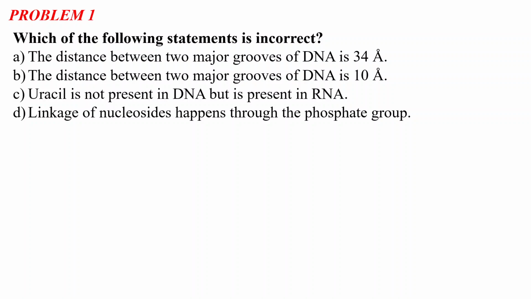Again, I will repeat. Which of the following statements is incorrect? Your options are: number A, the distance between two major groups of DNA is 34 angstrom. Number B, the distance between two major groups of DNA is 10 angstrom. Number C, uracil is not present in DNA but is present in RNA. And number D, linkage of nucleosides happens through the phosphate group. You have to let me know A, B, C, or D. I will wait for some time and then check the chat box. After checking your answers, I will show you the correct answer, and we will discuss this question in detail.